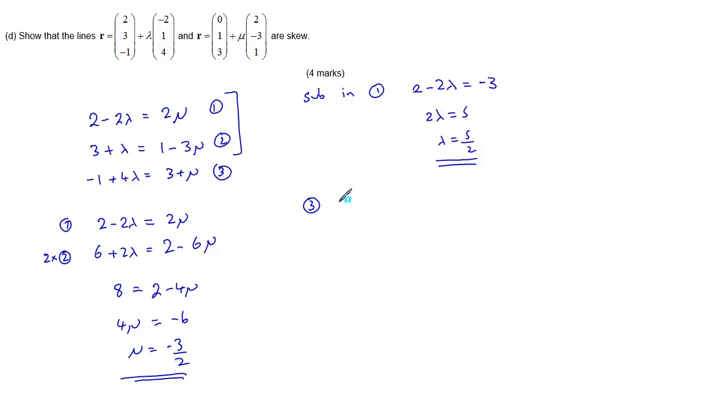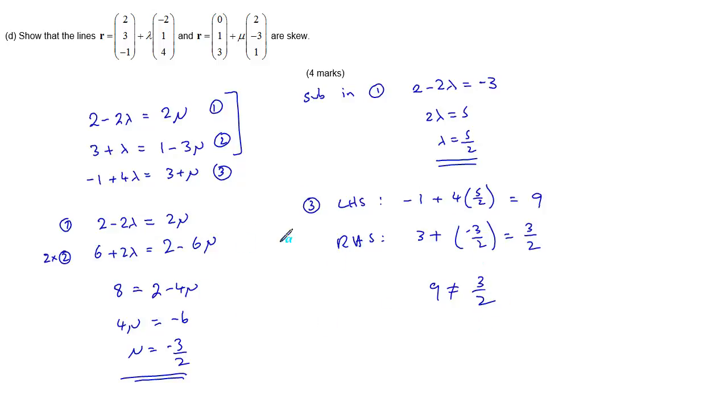Now look at equation 3. And if we do the left-hand side, with lambda is 5 over 2, we get negative 1, add 4 lots of 5 over 2, which gives me 9. If I do the right-hand side, then 3 plus negative 3 over 2 is equal to 3 over 2. So 9 is not equal to 3 over 2. So even if the x and y coordinates are the same, which we got by solving 1 and 2, the z coordinate would be different, and therefore the lines are skew.